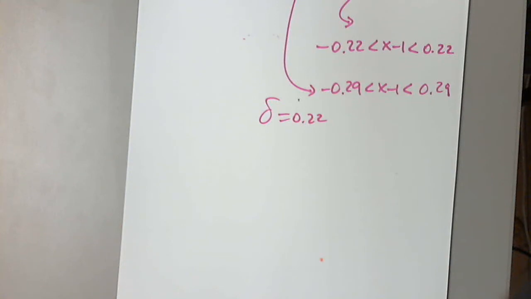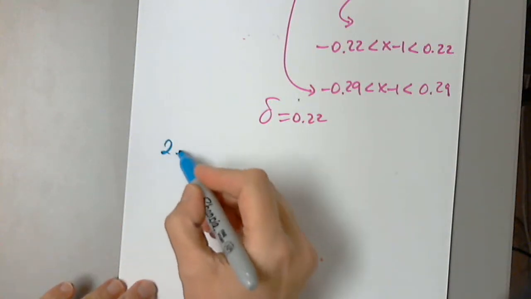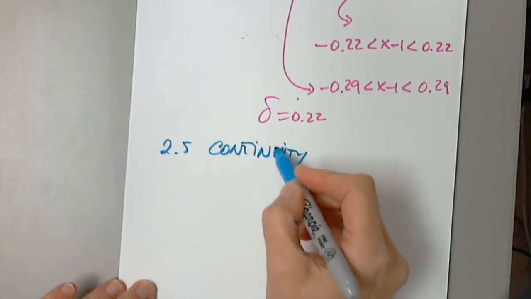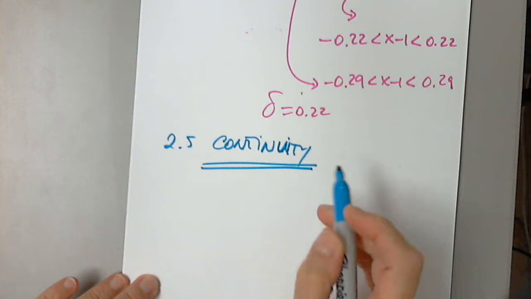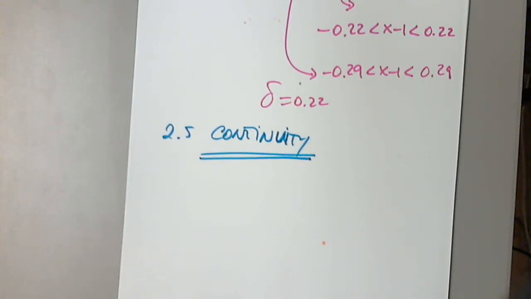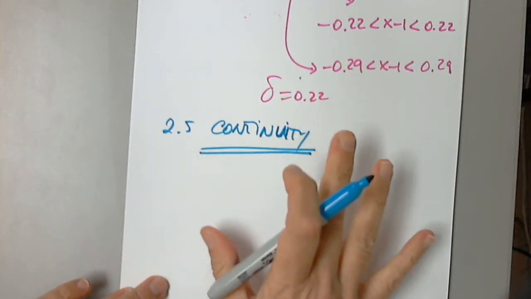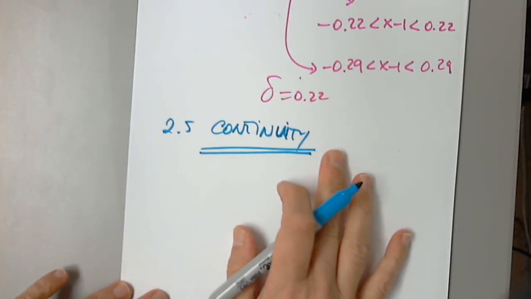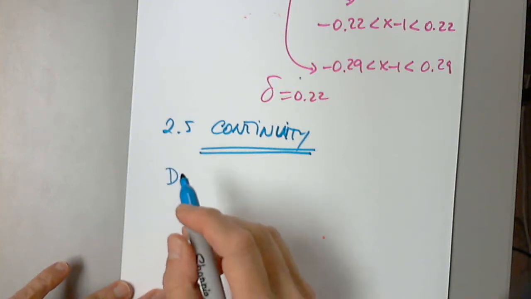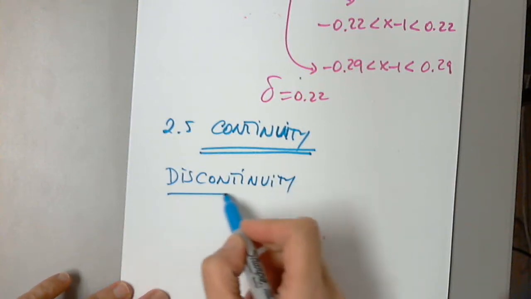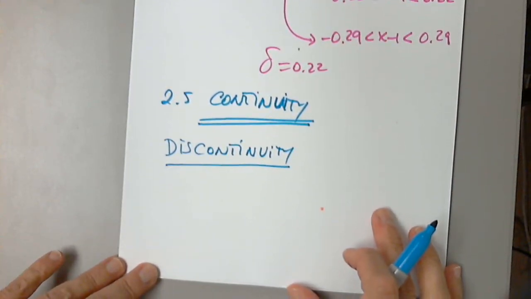Okay, so our next step is 2.5, which is continuity. Very important concept, and I'll explain in a minute why. Continuity means a function that is continuous, right? Before we identify continuous functions, there are many continuous functions, let's talk about how a function can be discontinuous. How can it be discontinuous?